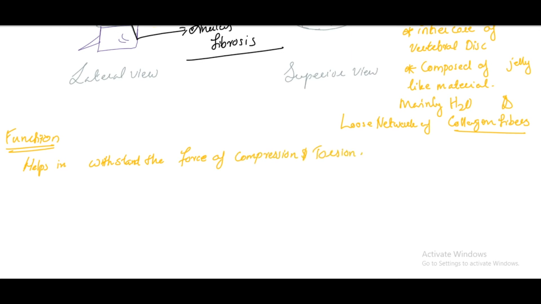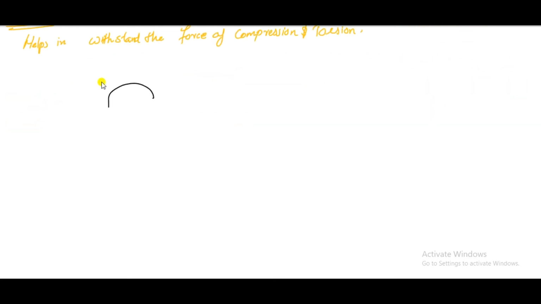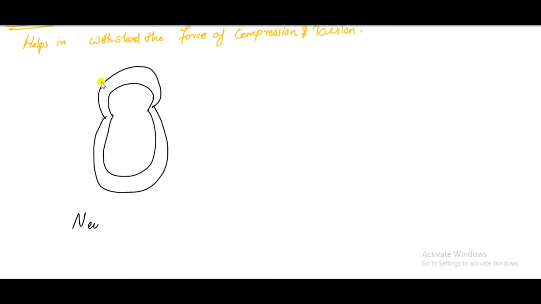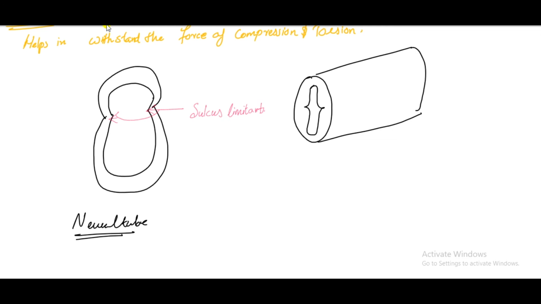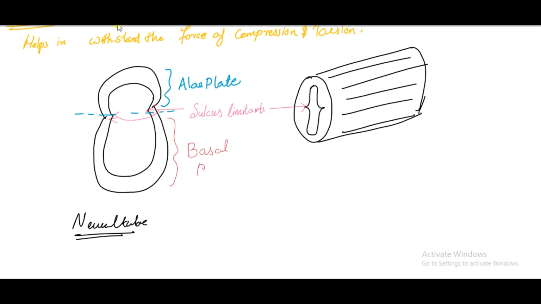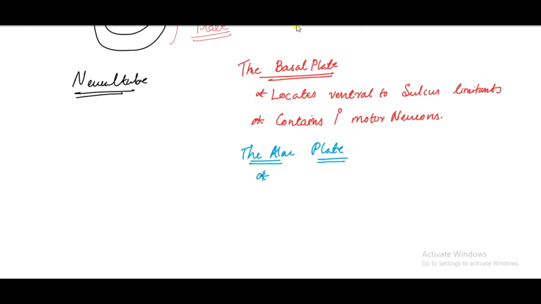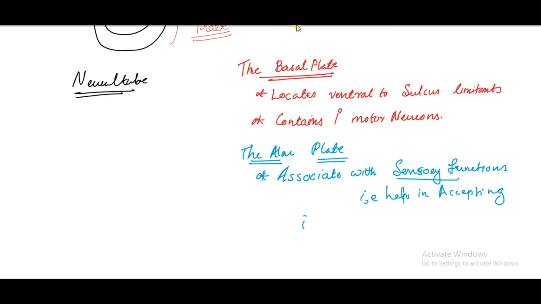You can see here the neural tube, and about the middle of the neural tube you can see the sulcus limitans. It's a groove, and this groove divides the dorsal and ventral neural tube. The dorsal part is named the alar plate, and the ventral is named the basal plate. The basal plate is located ventral to the sulcus limitans and contains primary motor neurons. The alar plate is located in the dorsal region and is associated with sensory functions, that is, it helps in accepting impulses from the environment.